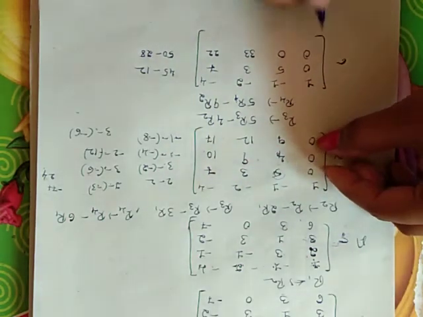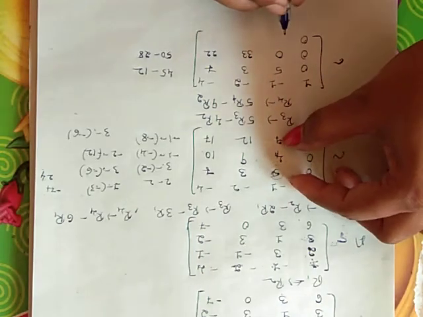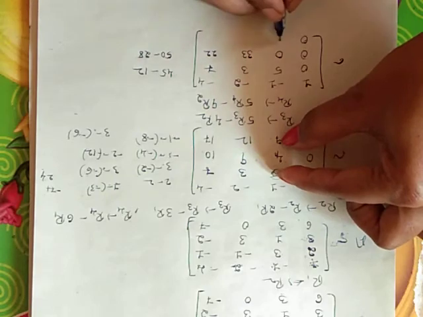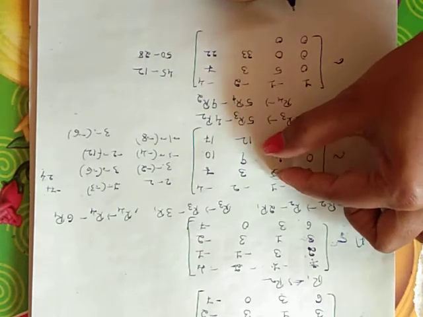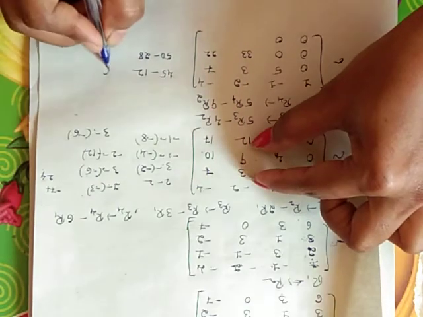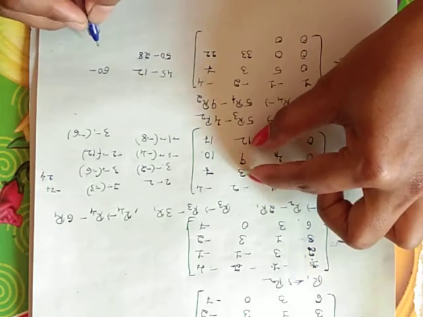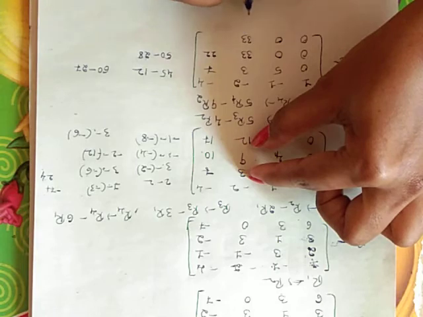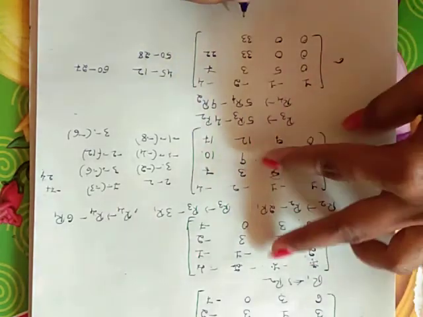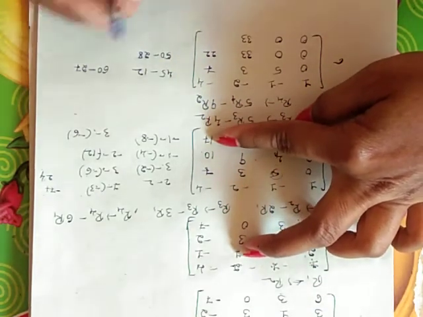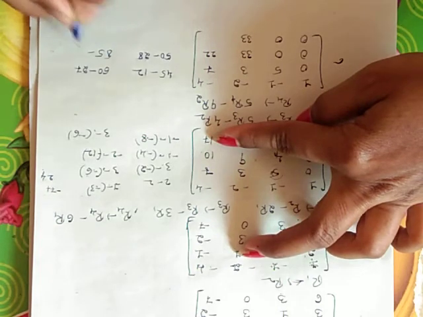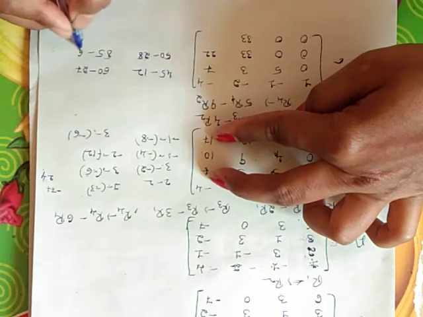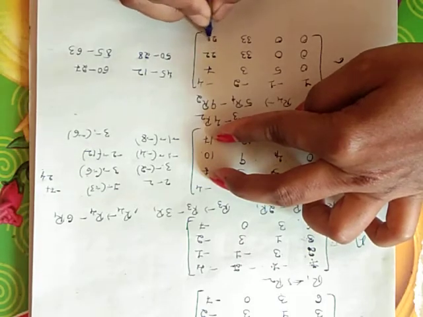Now 0 minus 0, 0. 9 into 5, 45. 5 into 9, 45. 45 minus 45, 0. Now 12 into 5, 60. Minus 9 into 3, 27. 60 minus 27, 33. Now 17 into 5, 85. Minus 7 into 9, 63. 20.